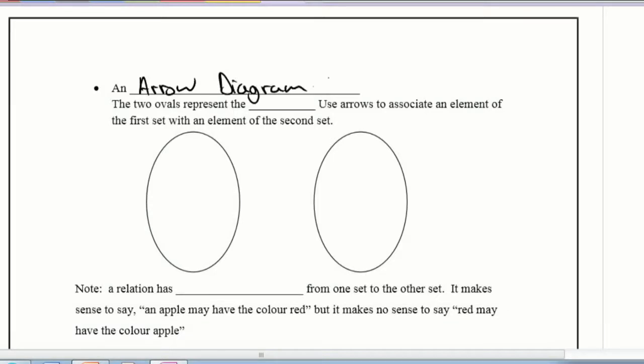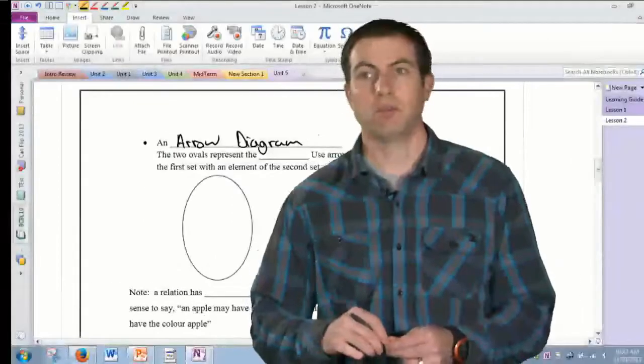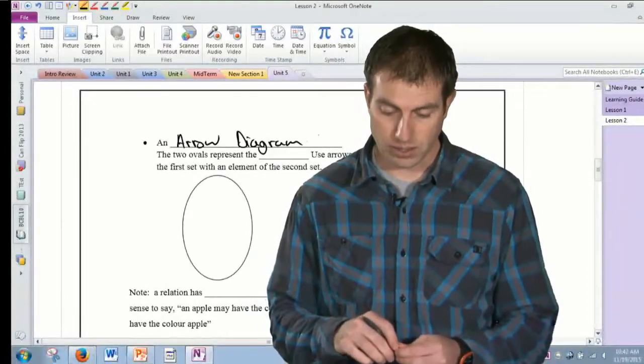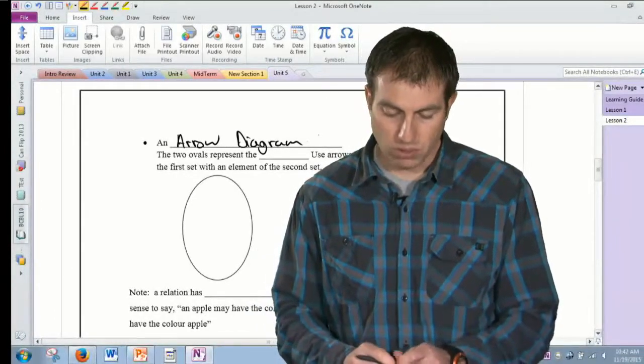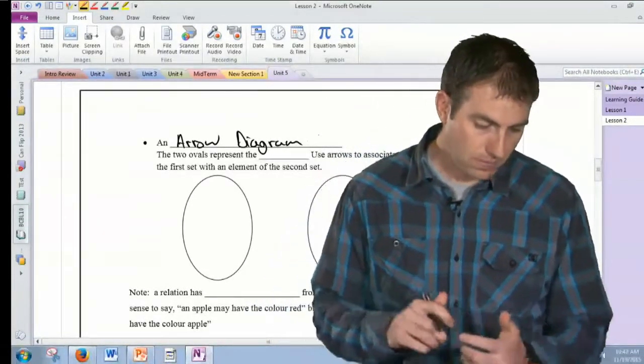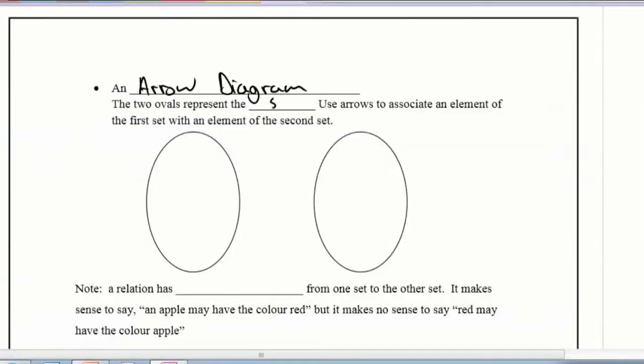I don't know if anybody's watched the videos from today, but if you have seen it, I wish I knew what they called it. I don't think it's an arrow diagram, but they're the same thing. It's pretty easy to kind of realize what you're dealing with. So the two ovals represent the sets, and we use arrows to associate an element of one set with an element of the second set.